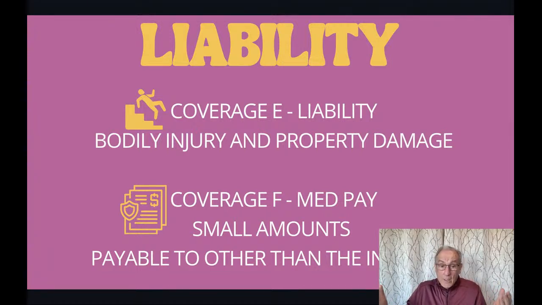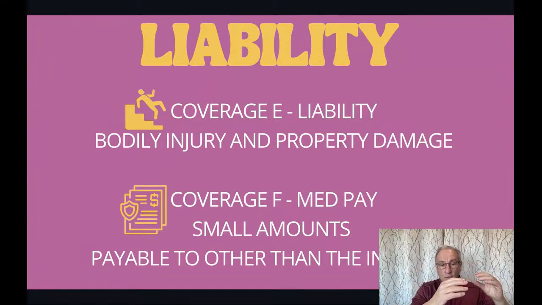So if your dog who lives with you goes and bites a neighbor and they have to go to the emergency room and they get a bill for $1,200, we're going to pay that because you're responsible for your dog. Now we have E and F. E is the big one. That's the one where we're talking about a lot of money. And you're liable. And remember, this covers the liability of everyone who's insured.